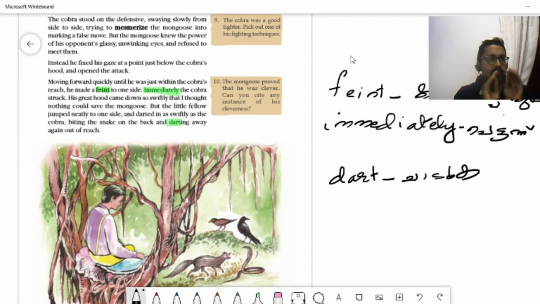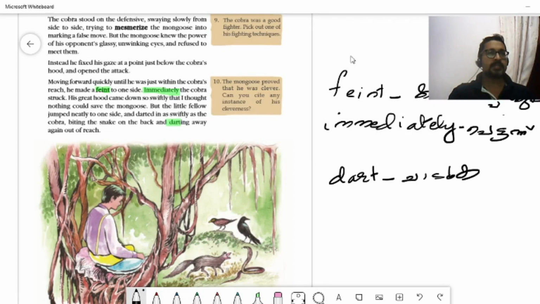See, the moment the attack of cobra was so fast that the boy who was sitting on the tree thought that nothing could save. In no way mongoose can escape that strike. ആ ഒരു ബൈറ്റിനെ ഒരു തരത്തിലും രക്ഷപ്പെടാൻ പറ്റത്തില്ലെന്ന് മംഗൂസിന്, അല്ലെങ്കിൽ ആ കീരിക്ക് രക്ഷപ്പെടാൻ പറ്റത്തില്ലെന്ന് ചിന്തിച്ചു. But the little fellow jumped neatly to one side and darted in as swiftly as the cobra, biting the snake on the back and darting away again out of reach.